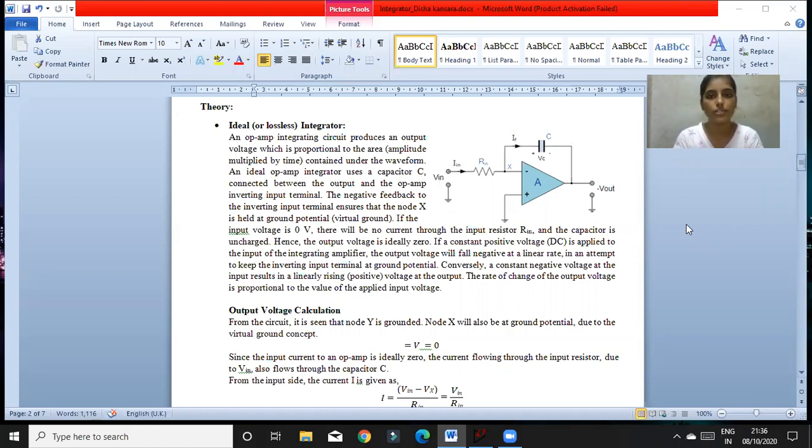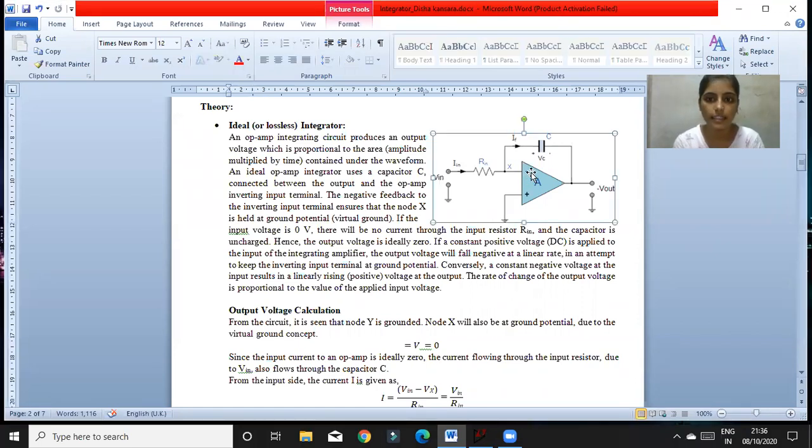We also implement the frequency response and phase response of this. So this is my basic circuit diagram of the integrator. It is the op-amp integrator circuit, which produces an output voltage proportional to the area conducted under the waveform.